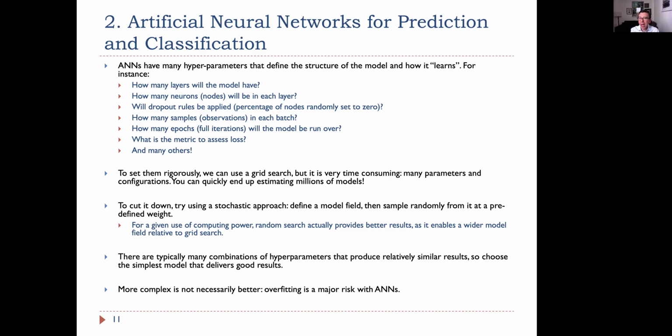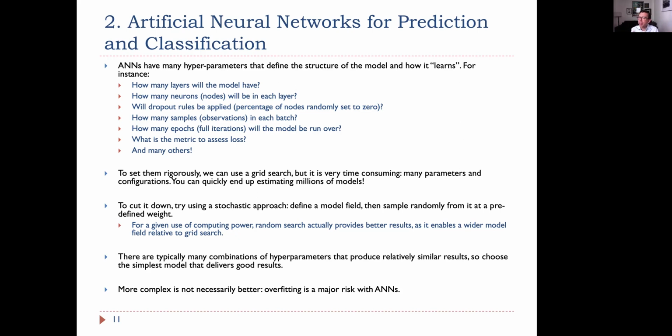Are we going to use dropout rules? So that's a way of trying to reduce overfitting, where we say that there's going to be a percentage of nodes in each layer that are randomly set to 0. Okay, how many samples will we have in each batch? A sample is an observation, and a batch is the set of data that goes through the model before updating the weights.